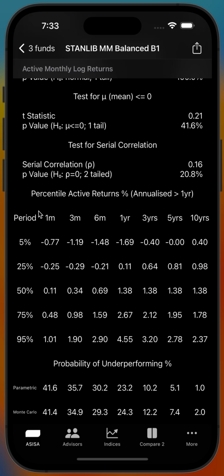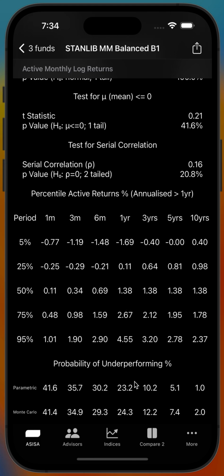And to finish off, again, the same percentile tables for the active return, which at the bottom here we can calculate both parametric and Monte Carlo again. The probability of underperforming, so of the fund underperforming the benchmark, in this case the category average. So over, for example, a 3-year period, there's a 10 to 12% probability that this fund will underperform the benchmark.